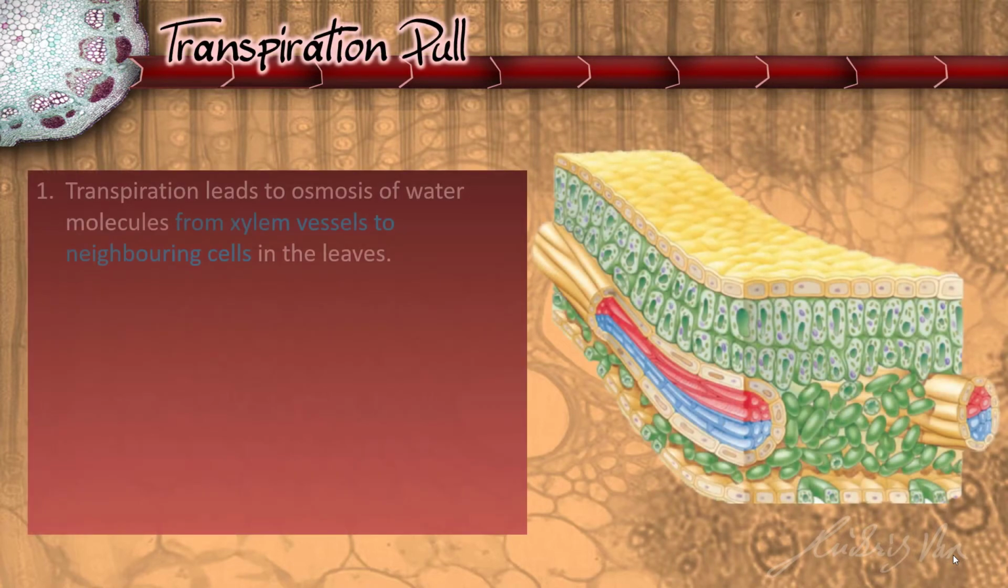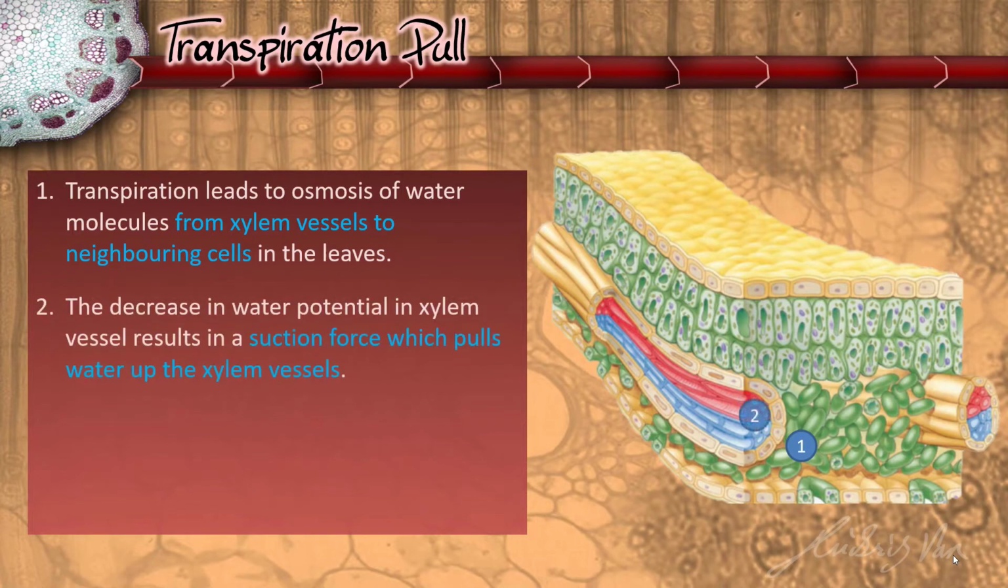So transpiration will lead to osmosis of water molecules from the xylem vessel to the neighboring cell, because the water in the neighboring cells just moved out through osmosis, forming the thin layer of moisture. The decrease in water potential in the xylem vessel will result in a suction force which will pull the water up the xylem vessel. So this suction force is known as transpiration pull.